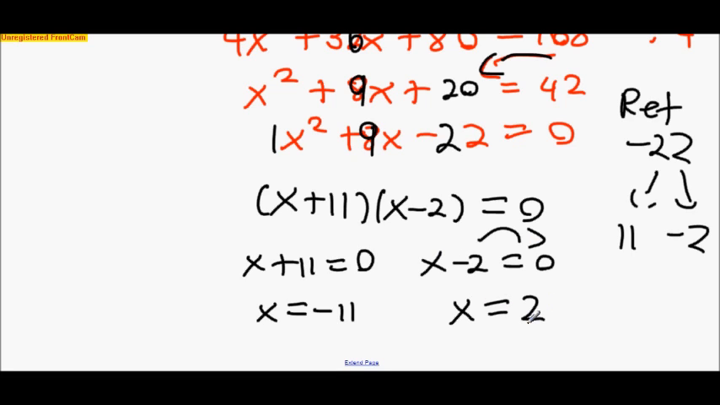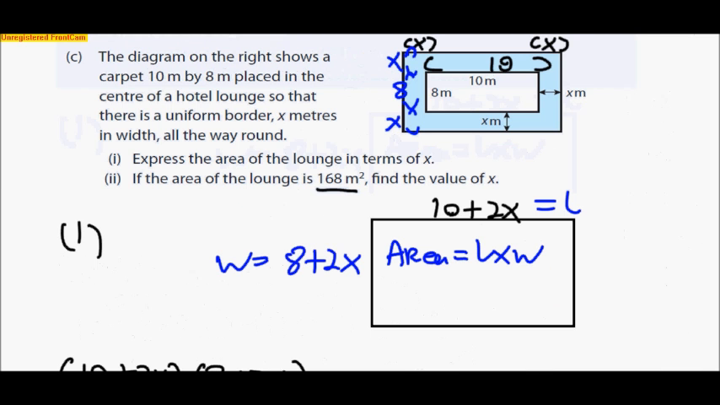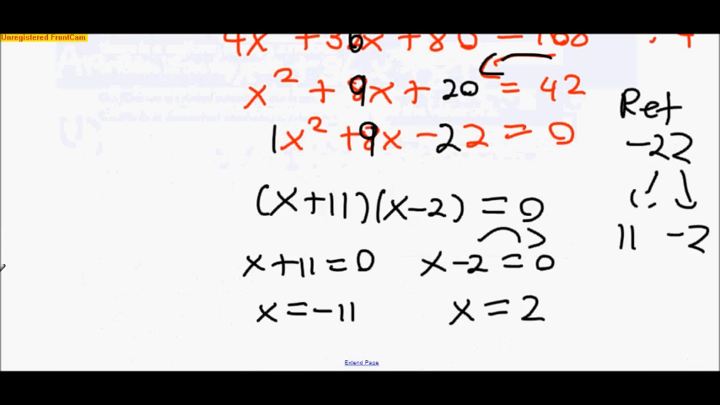Okay, so 2 answers for that question. However, length can't be negative, so therefore it has to be positive. So the correct answer is this one here.